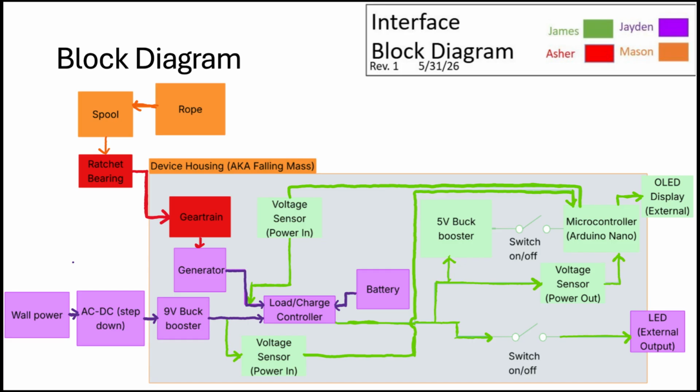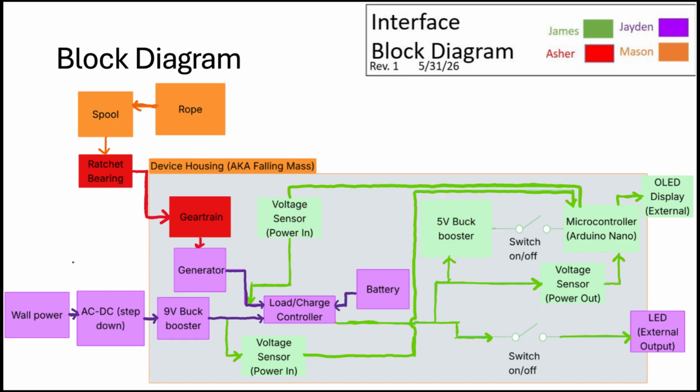The next subsystem is the gear train, which is shown in red, that converts the torque applied to the spool to the appropriate torque to drive the generator when charging. These two subsystems allow us to convert linear motion into rotational motion.